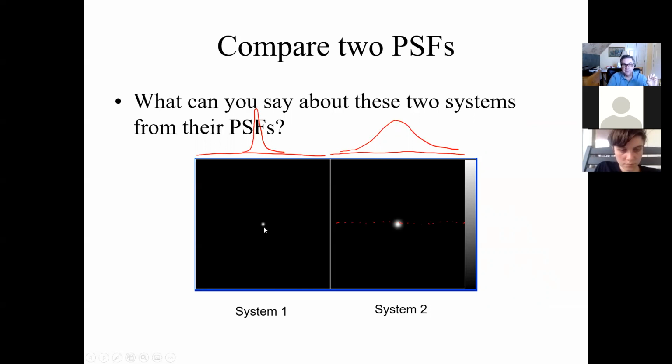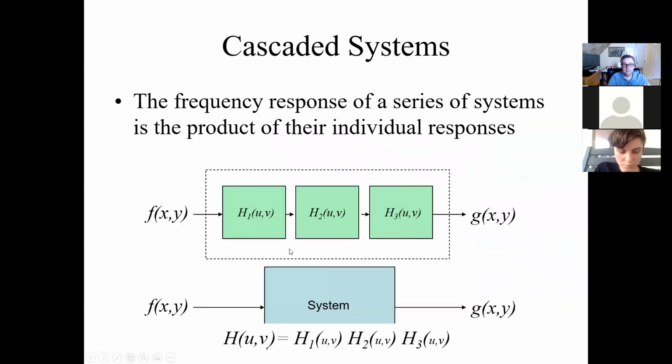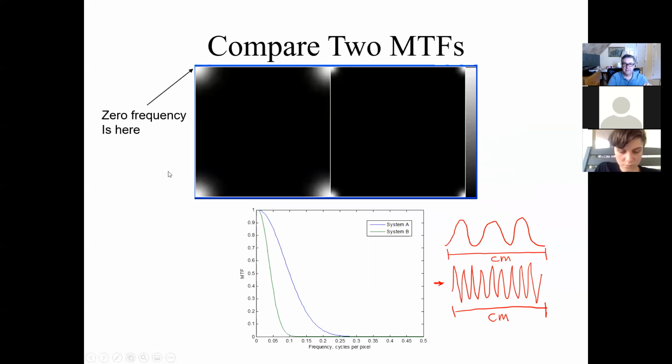Okay, well, if I think about that, then this one will have a wider Fourier transform, wider MTF than system 2. And so if I come down here, and in fact, these are, I think, the Fourier transforms of those two things, then what we have here is actually, this is system 1, and this is system 2. Okay.